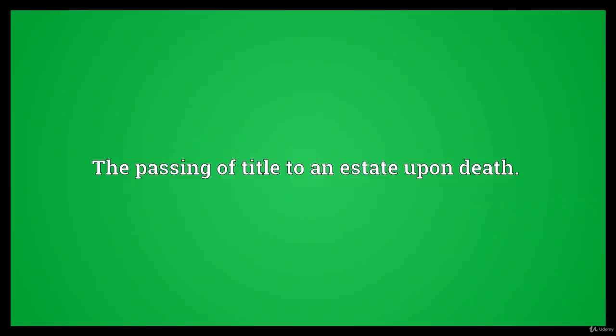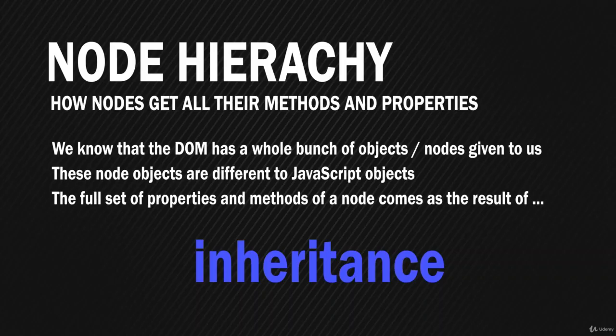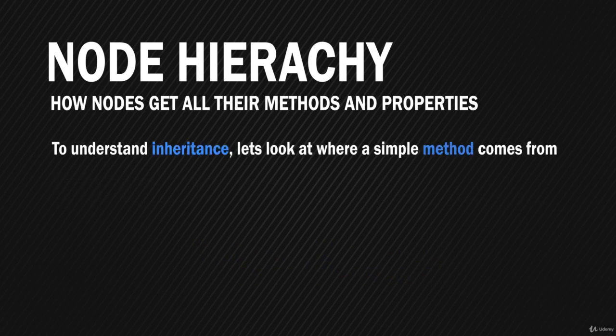Inheritance. The passing of title to an estate upon death. No, I'm not talking about legal inheritance. I'm talking about DOM inheritance. It just means that some node objects by default will inherit values, aka properties and methods that are set on its parent object. Does that kind of make sense? That's all inheritance means.